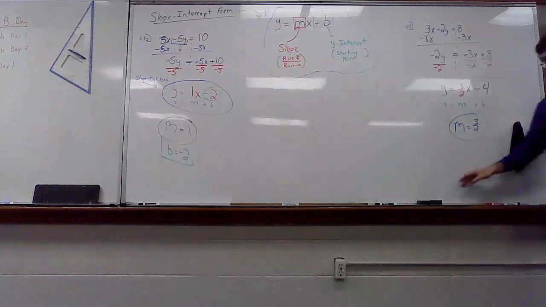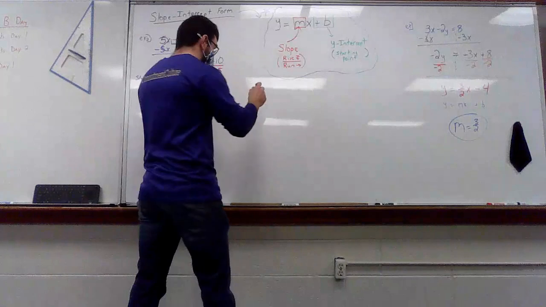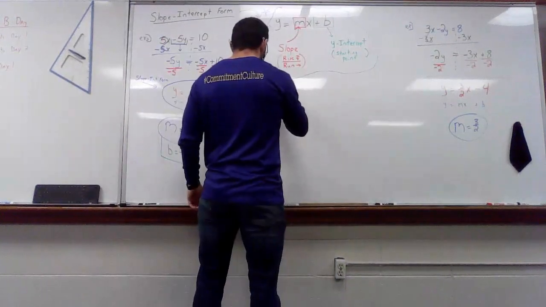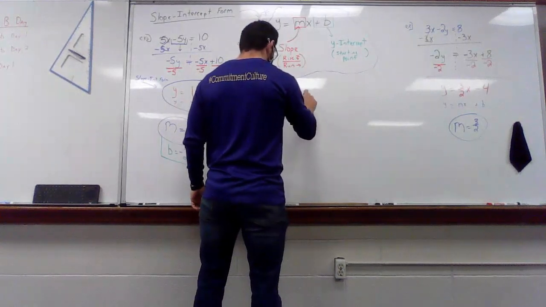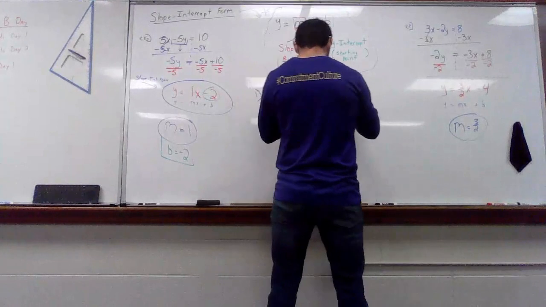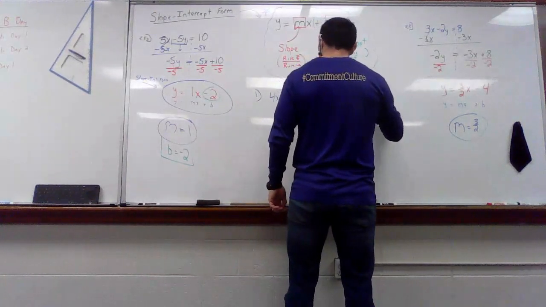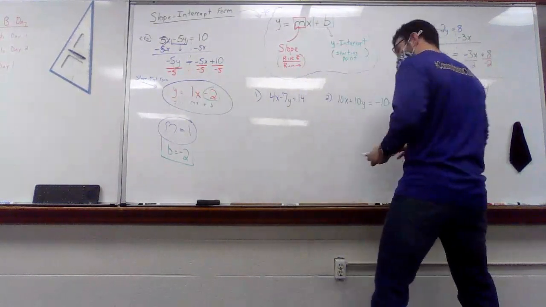Okay, we got 15 minutes. I'm going to put 3 problems up on the board. I'm going to give you 10 minutes to do these 3 problems. Here we go. 4x minus 7y equals 14. 10x plus 10y equals negative 10. And shrug.